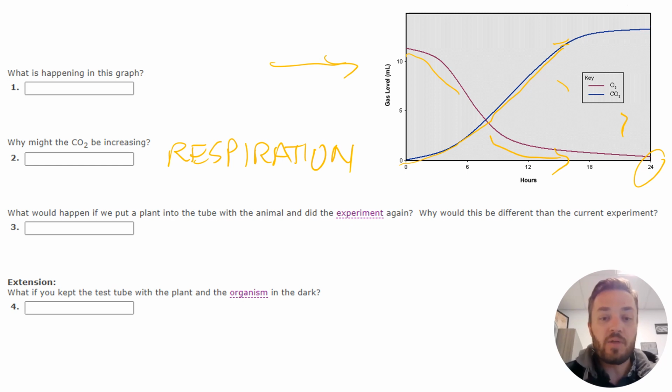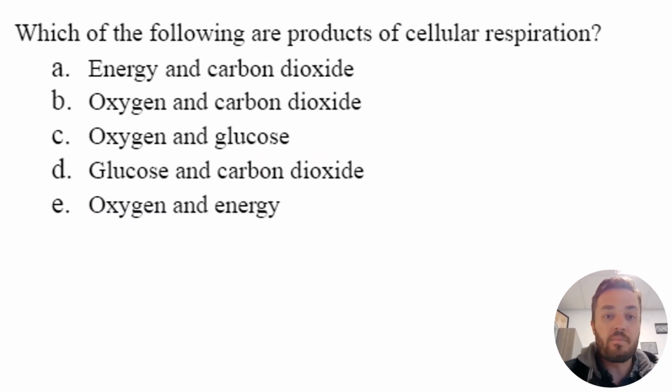If we kept the test tube with the plant and the organism in the dark, we would actually see a greater increase in carbon dioxide more quickly, as both the plant and the animal are doing that, and a quicker drop of oxygen, because again, they're both using it at that point.